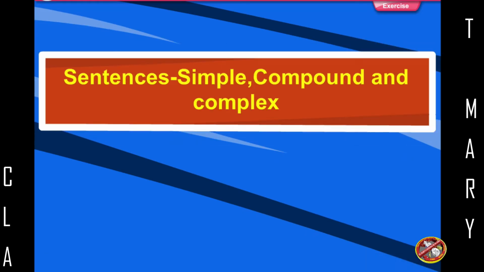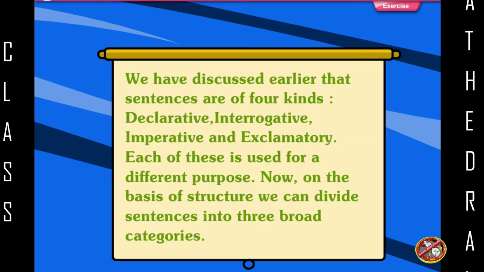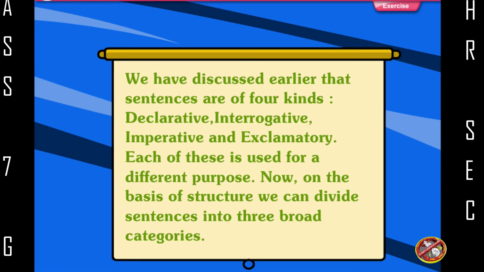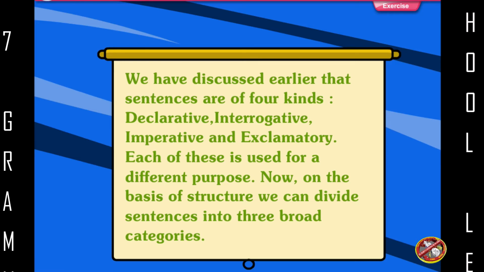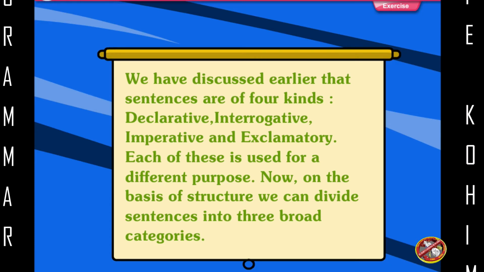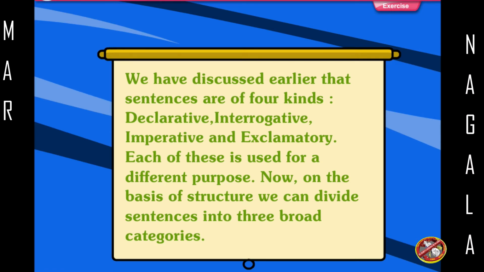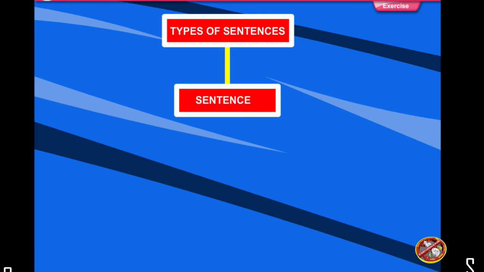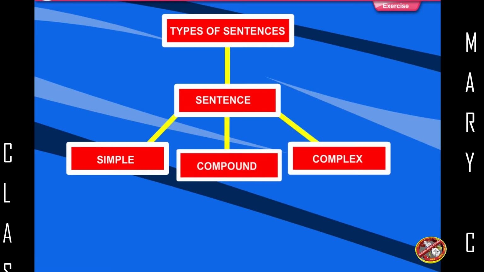Sentences: simple, compound and complex. We have discussed earlier that sentences are of 4 kinds: declarative, interrogative, imperative and exclamatory. Each of these is used for a different purpose. Now, on the basis of structure, we can divide sentences into 3 broad categories. Types of sentences: simple, compound, complex.